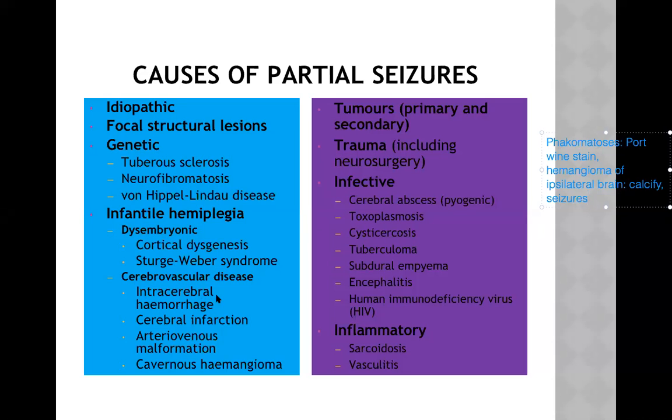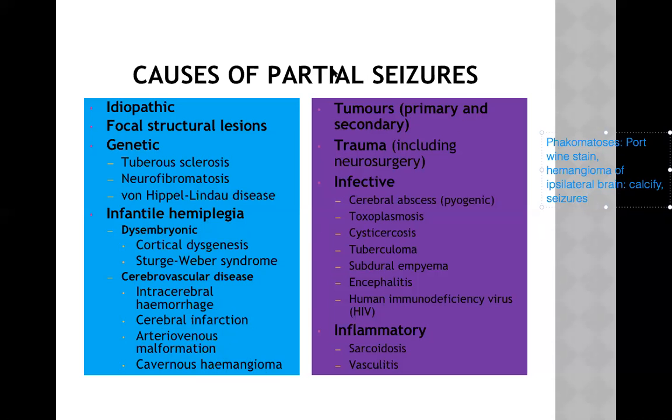Now, another condition is cerebrovascular disease. You have already studied in detail in adults, like intracerebral hemorrhage, cerebral infarction, AV malformation, and cavernous hemangioma. Cavernous means vein. If hemangioma is developing from the vein or any other type of blood vessel, then also it can result in partial seizure, which comes under infantile hemiplegia classification. Let's move on.